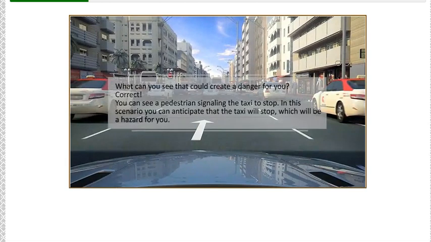What can you see that could create a danger for you? Correct. You can see a pedestrian signaling the taxi to stop. In the scenario, you can anticipate that the taxi will stop, which will be a hazard for you.